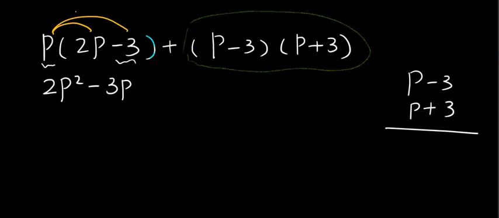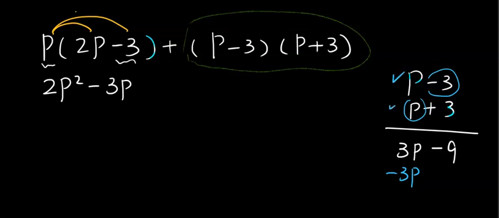So positive 3 times negative 3, negative 9. 3 times p, 3p. P times negative 3, negative 3p. Last one, p times p, p squared. Negative 9 and positive 3p plus negative 3p. That is 0p, so it's 0. Then I have p squared minus 9.